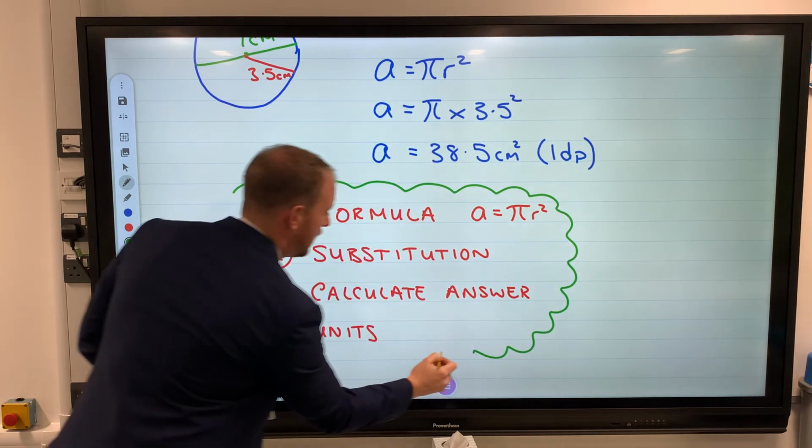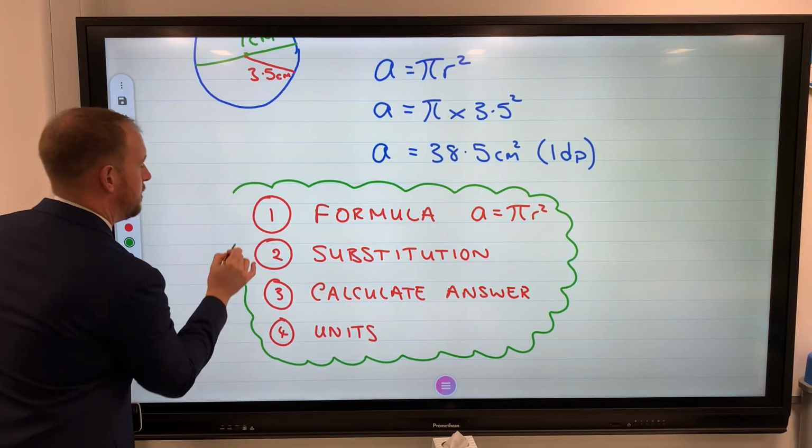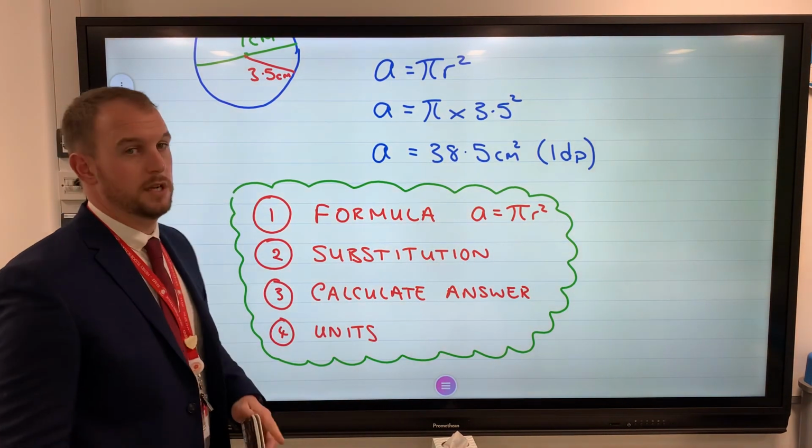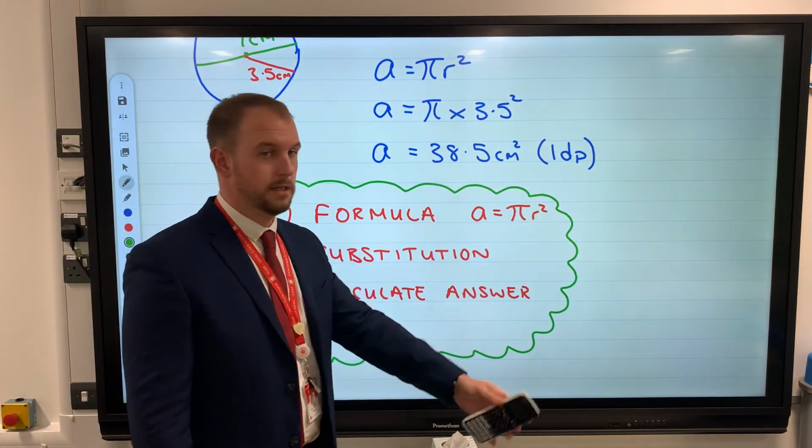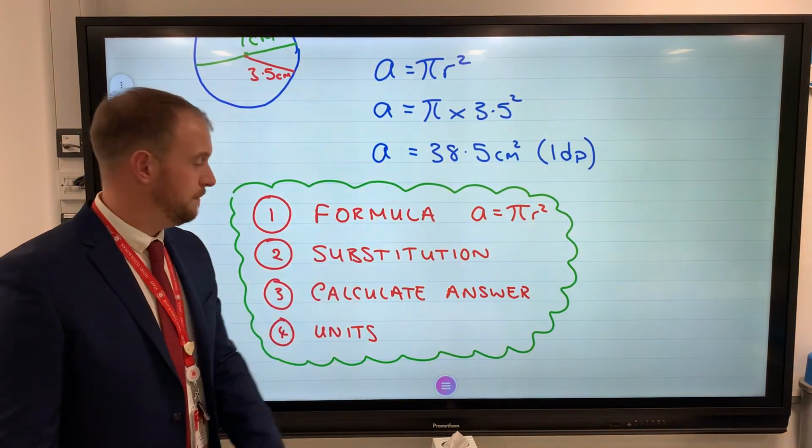But be careful. If they give you a diameter, you have to half it first in order to get a radius. Don't forget, you need to use your calculator.